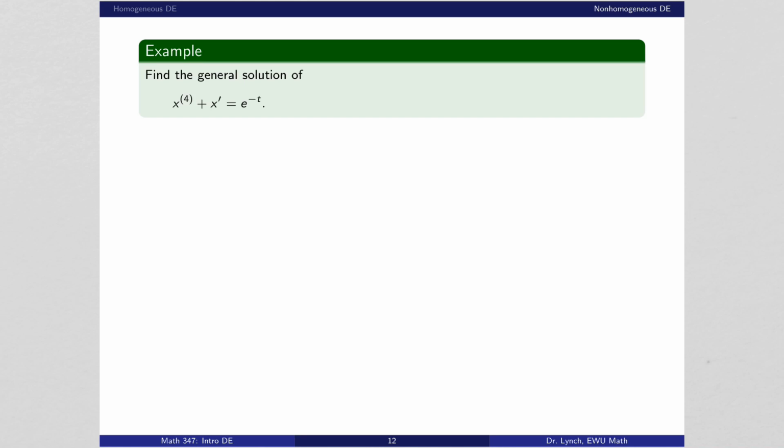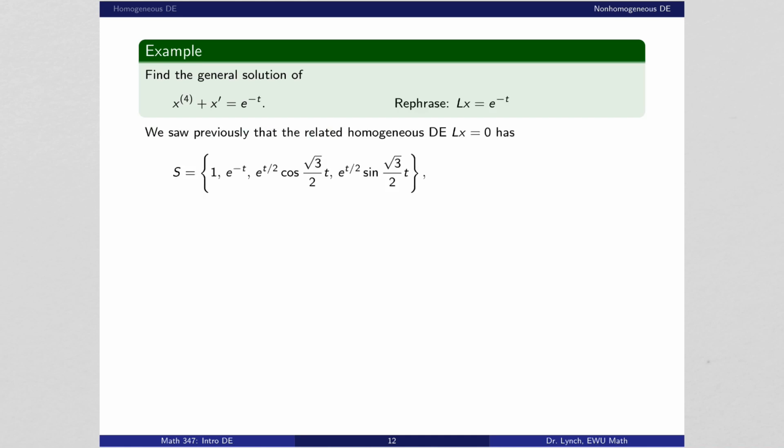Let's go ahead and find the general solution of this fourth order differential equation, x fourth derivative plus x first derivative equals e to the minus t. Okay, so start off by solving the corresponding homogeneous equation. So for the homogeneous equation Lx equals 0, we saw that the fundamental set of solutions can be constructed by these 4 functions: 1, e to the minus t, and then of course the exponentials times the cosine and sine respectively. We just went through that example. Now we'll go ahead and think about the particular solution.